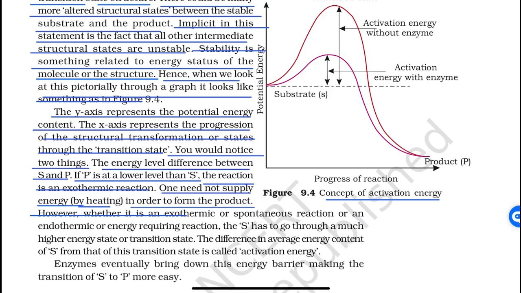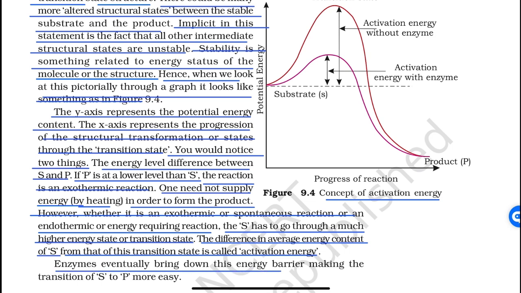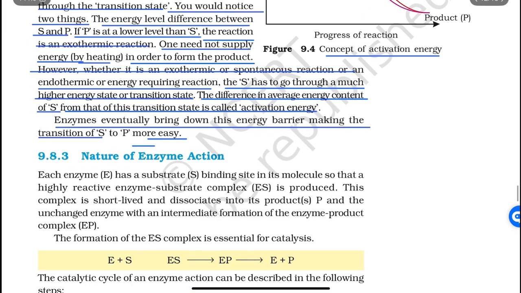However, whether it is an exothermic or spontaneous reaction or an endothermic or energy requiring reaction, the S has to go through a much higher energy state, the transition state. The difference in average energy content of S from that of this transition state is called activation energy. Enzymes eventually bring down this energy barrier, making the transition of S to P more easily.